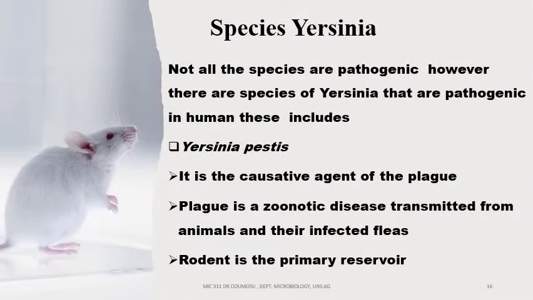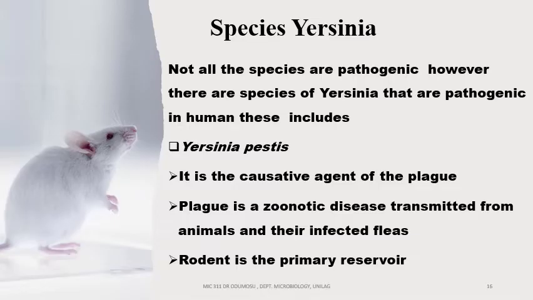So, it is not all the members of Yersinia that are pathogenic. However, there are species of Yersinia that are pathogenic in humans. This includes Yersinia pestis. Yersinia pestis is the most famous member of this genus and responsible for causing the deadly plague. The plague has swept across the world in multiple pandemics throughout history, causing immense suffering and death to individuals.